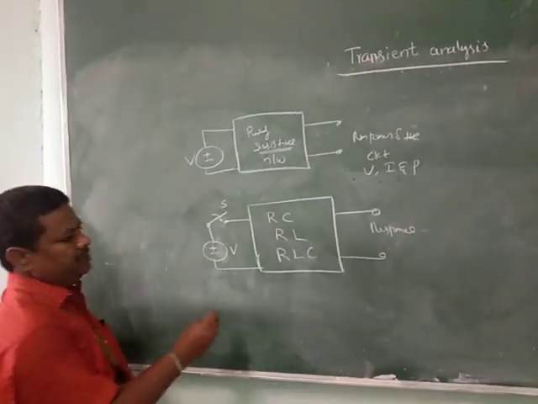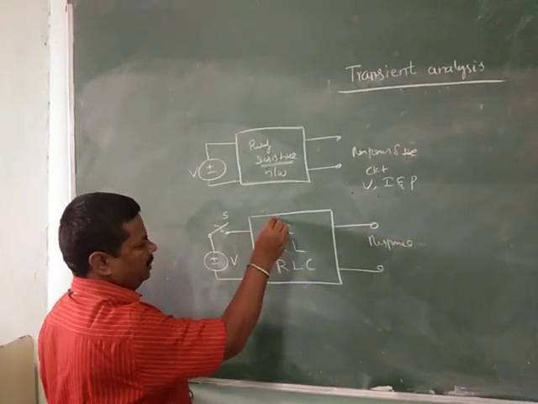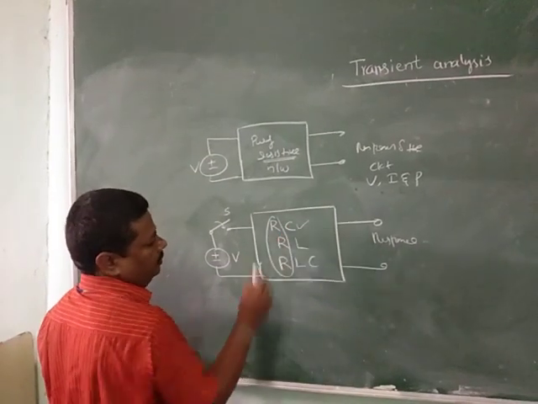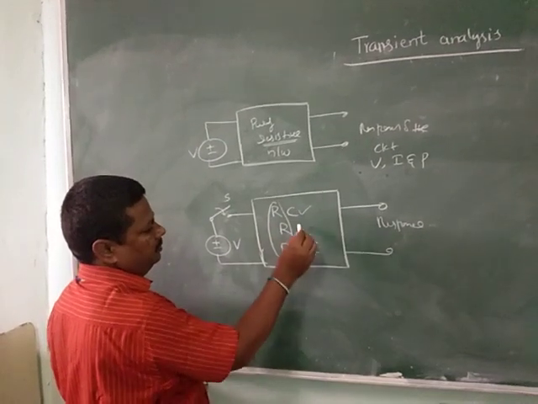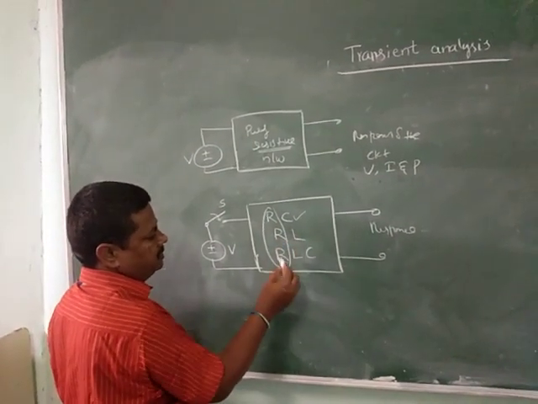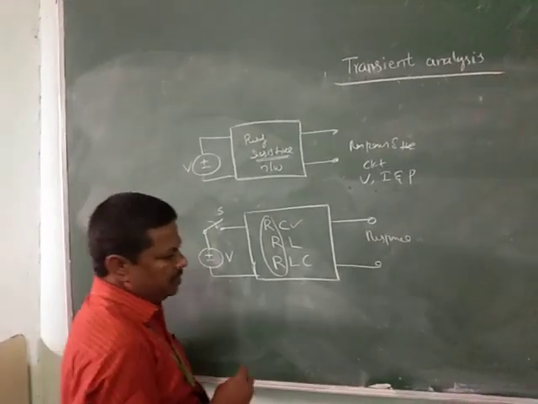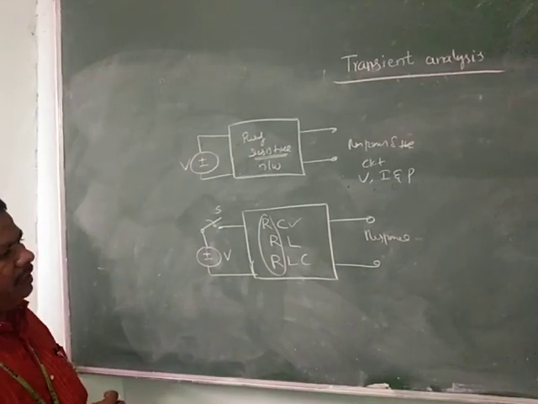Now here the circuit configuration is, in addition to the resistor, we add two reactive components like a capacitor or inductor, or a combination of capacitor and inductor. Now observe the response. Again, find the voltage or current across each and every element.